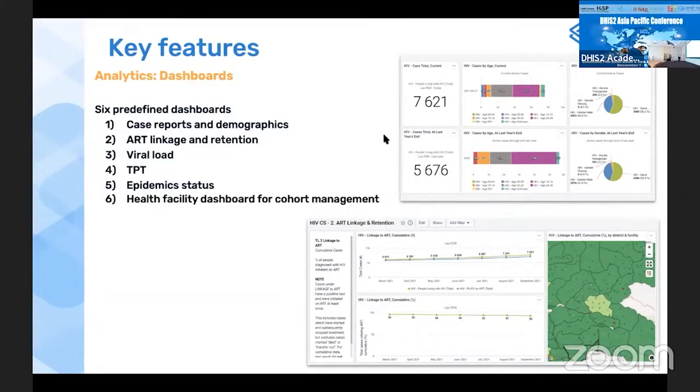So we're looking at case reports and demographics, ART linkage and retention, viral load, TB prevention treatment, epidemic status, and health facility dashboard for cohort management. So each of these dashboards comes with a fixed set of indicators, and based on the category, the indicators have been defined and already arranged on a dashboard.